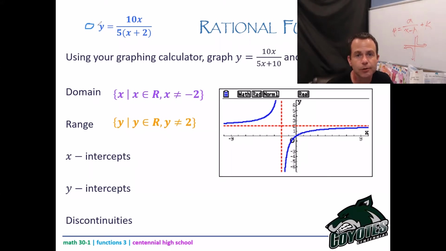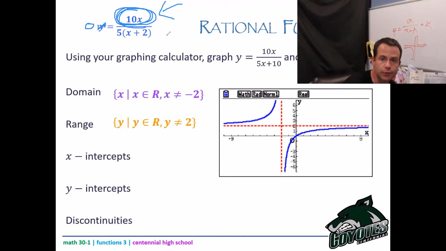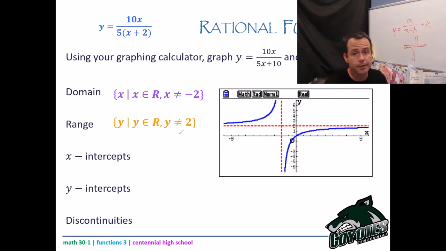If I made that 0, then I would multiply both sides by 5 times x plus 2. And 0 times anything is 0. So that actually just leaves me with 0 equals 10x. And if 0 equals 10x, what I want you to understand is this guy up here is actually telling us where that x-intercept is. So the guy on the top seems to be related to the x-intercept. And in this one, if I kept going, 0 equals 10x, divide both sides by 10, 0 equals x. So I know I have an x-intercept at 0, 0. I also know I have a y-intercept at 0, 0.